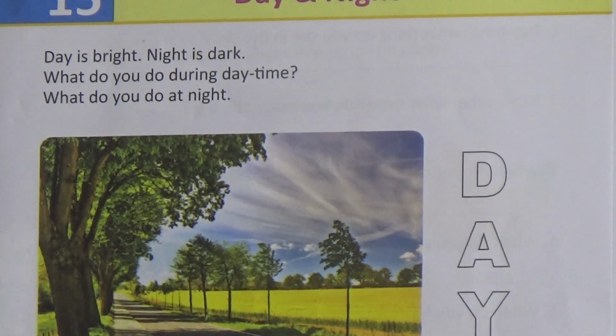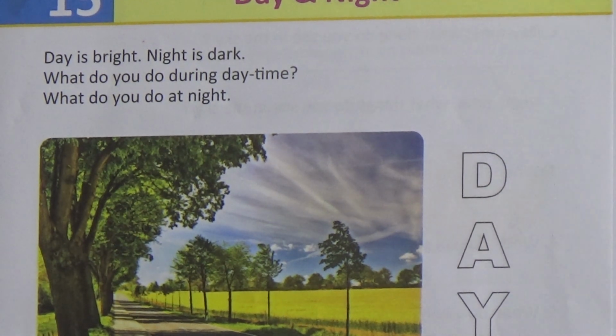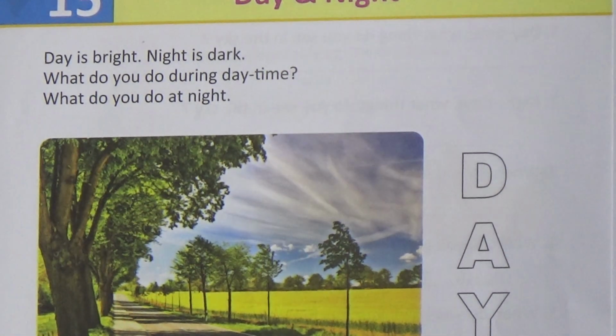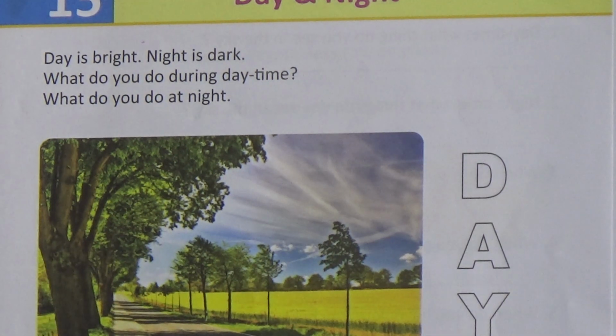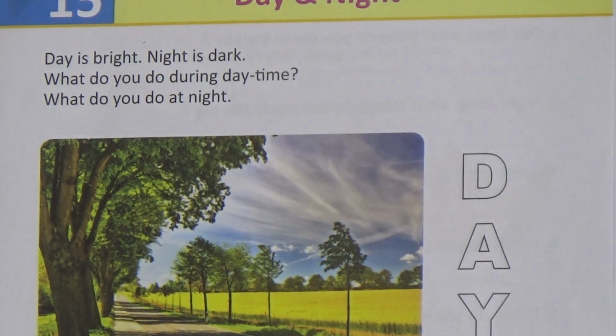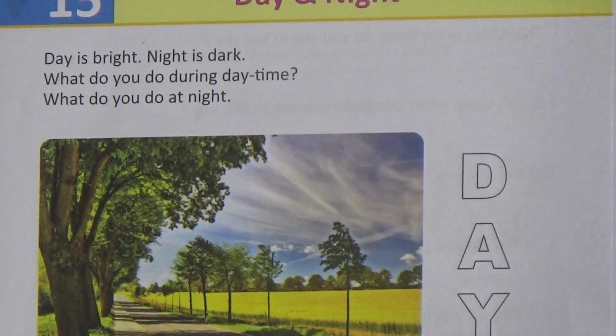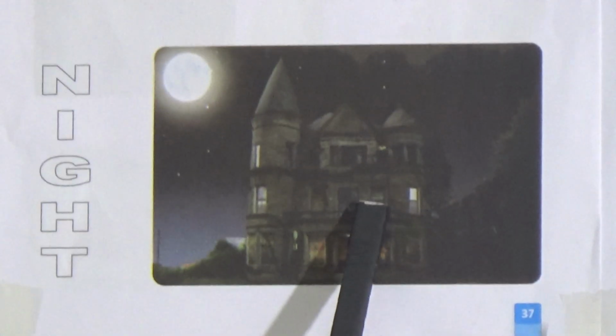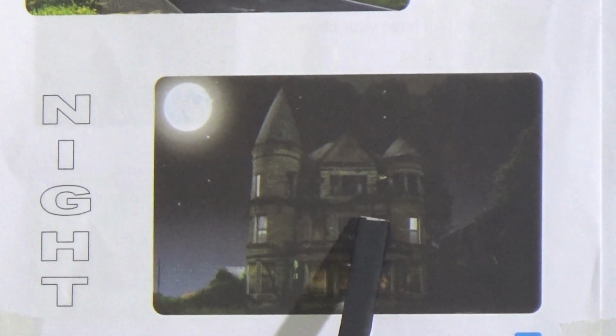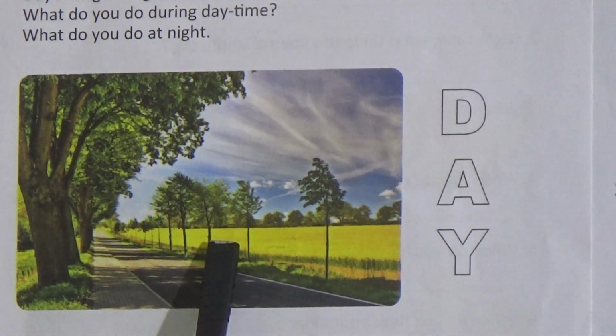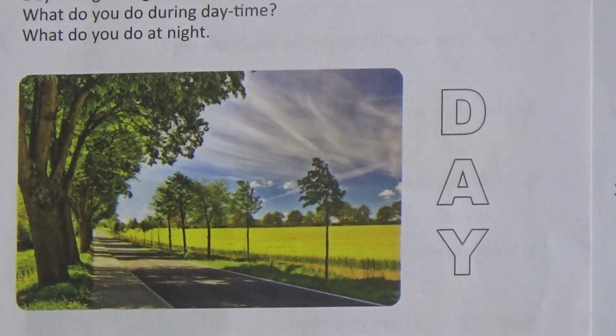Look at here, this picture is bright, so this one is day, and the next picture is dark. We can see here is the night time. So we have understood that in the daytime, when we see the sunshine in the sky, it is day, and when we don't, it is night.